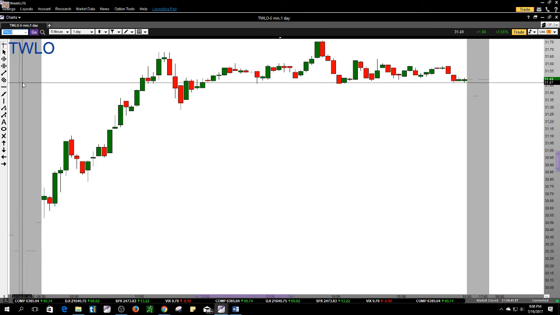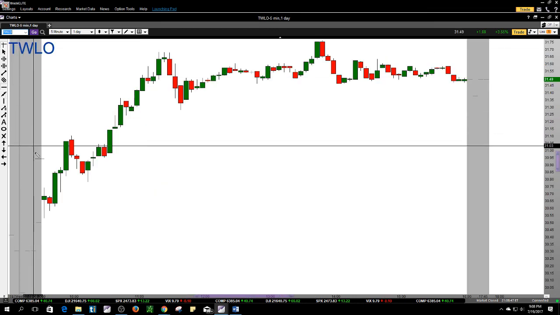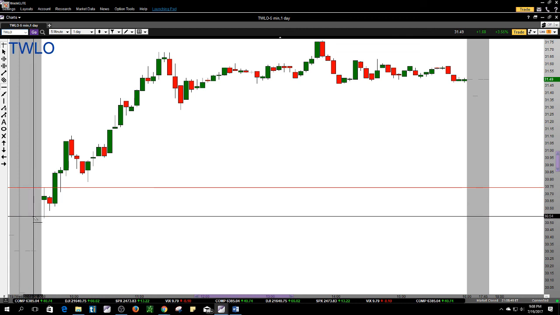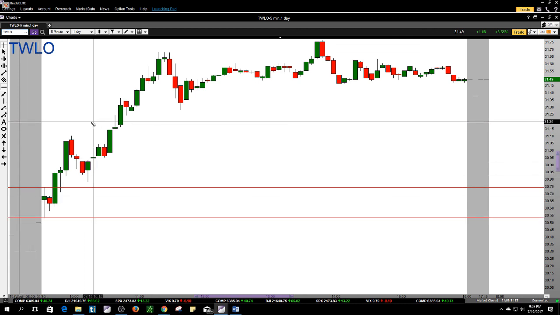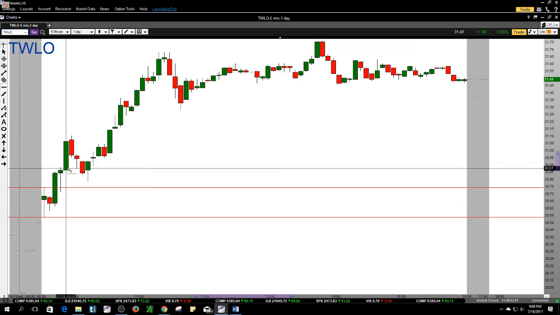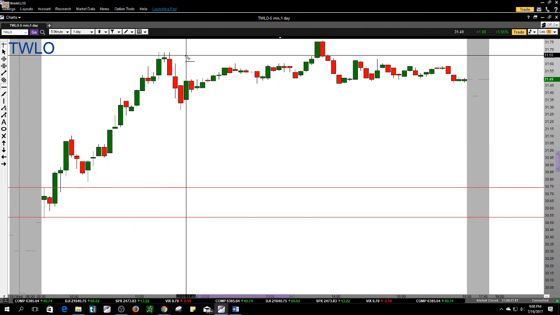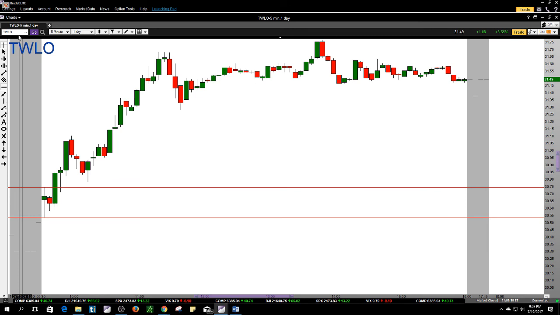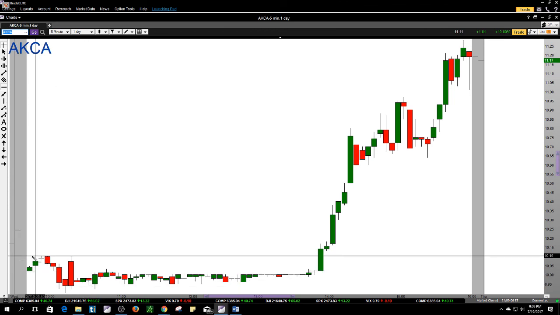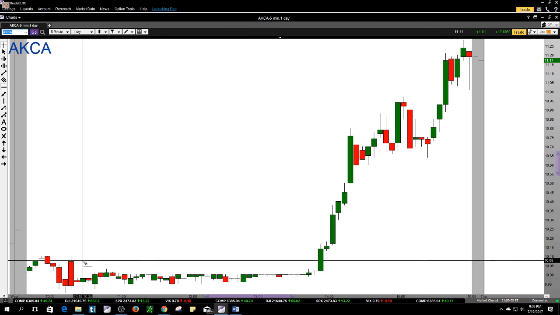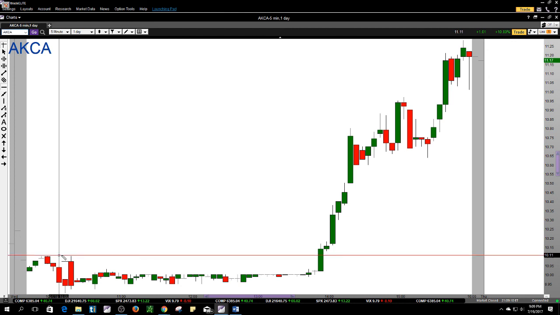TWLO. Opening range on this one, first 5-minute candle, top and bottom. Opening range to the upside. Even if I didn't take it here, if I took it in this range, then you'd still get a pretty nice almost 1-point move on TWLO to the upside. And then AKCA is a good example, as the chart really didn't have much of an opening range candle. I just kind of use a zone on this one.